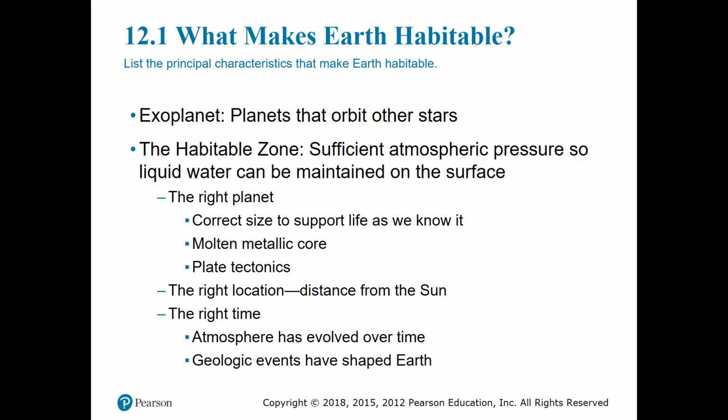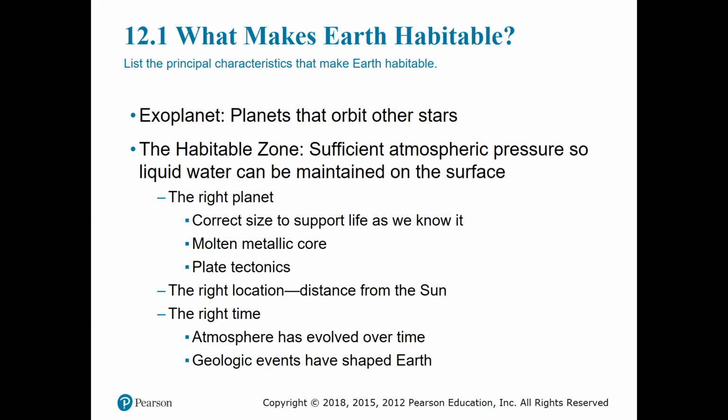One of the things that they have defined is this habitable zone. And this is the region around a star or planet where we have sufficient atmospheric pressure that can maintain liquid water on its surface. If you read anything about NASA missions, one of the things they're always looking for is liquid water. Without liquid water, a planet or a star can't be habitable. So Earth is the right planet.